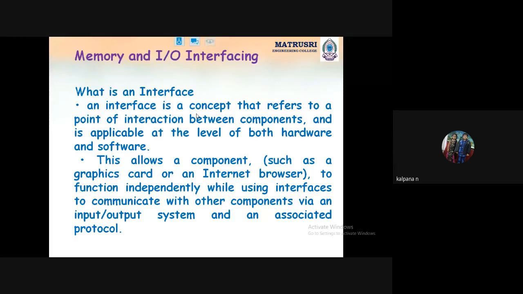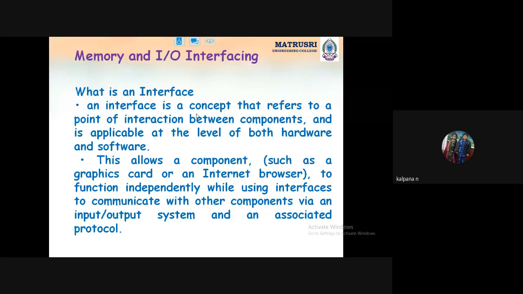So interface means what? Interaction between components and the 8085, both hardware and software. Hardware means we will design some circuit. Okay, that is the hardware. Software means, in order to make that circuit work, we write some program, and we need to execute that program. So that's why it is called both hardware and software, and it is applicable at the level of both hardware and software, right?